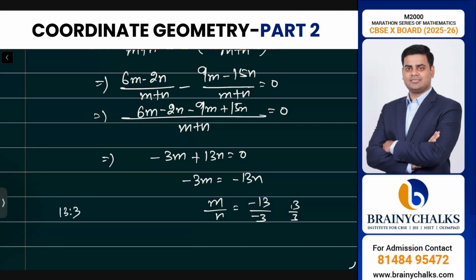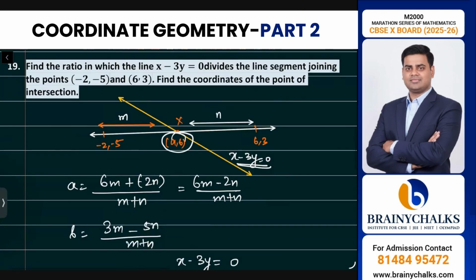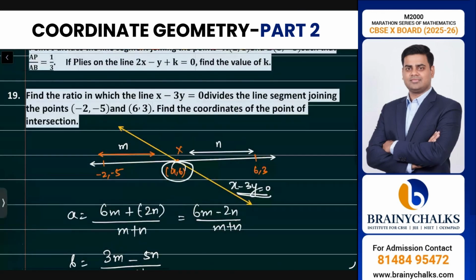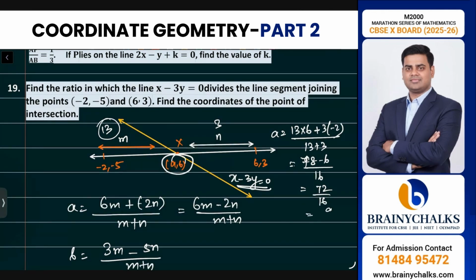Fine. What else have they asked? They have asked for the coordinates of the point of intersection. So a, b. Here 13, and here 3. So apply the section formula directly. a equal to 13 into 6 plus 3 into minus 2 by 13 plus 3. So it will be 78 minus 6 by 16, 72 by 16. How many times will it go? 9 by 2.